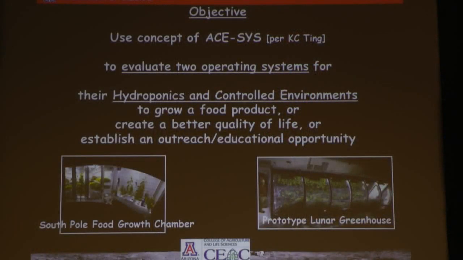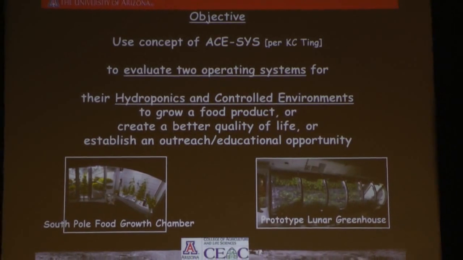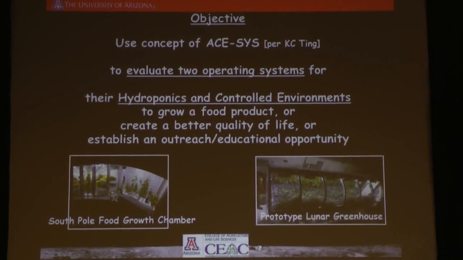What I want to do today is evaluate or give you information about 2 existing operating systems and give you some examples of its parameters, which we can evaluate them. They're very similar. They're producing plants in a controlled environment using hydroponics. Primary purpose is for food production, but also potentially a better quality of life, particularly at South Pole, and ultimately to establish some outreach and educational opportunity using this technology.